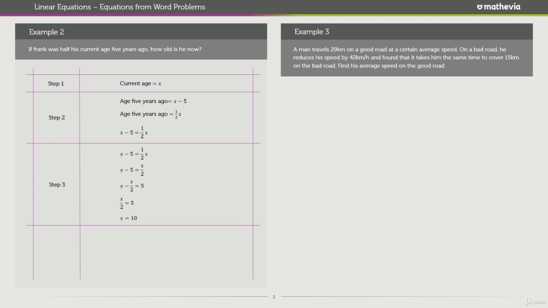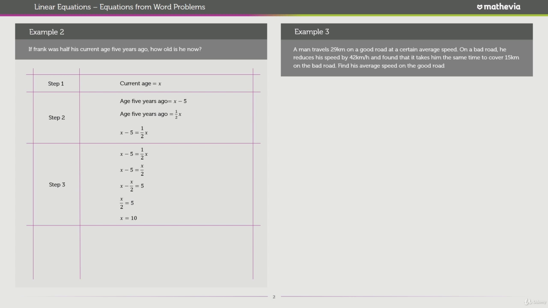A man travels 29 kilometers on a good road at a certain average speed. Now on a bad road, he reduces his speed by 42 kilometers per hour and found that it takes him the same time to cover 15 kilometers on the bad road. Now find his average speed on the good road.